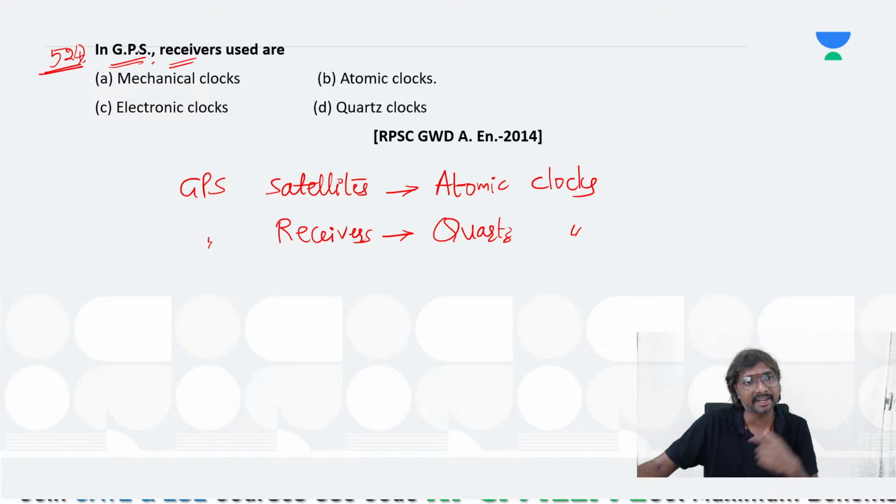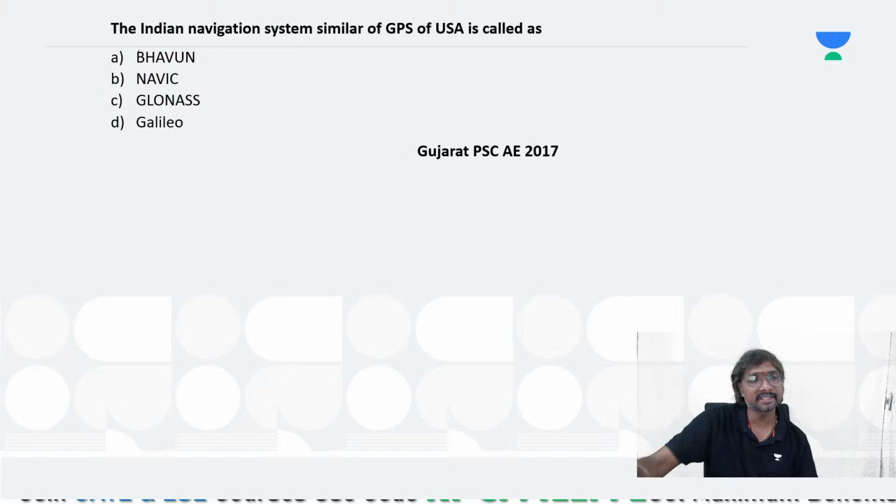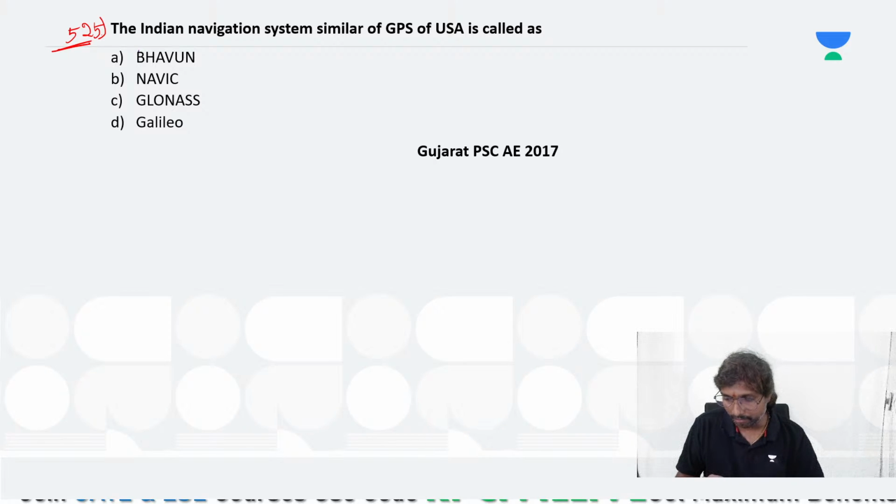Which one is correct now? GPS receivers is asked in the question. So GPS receivers means atomic clocks or quartz clocks? It is quartz clocks, right? Yes, absolutely. Now select the answer for this 525 question. 525 question, select the answer. Yes, you said opposite, but okay, you have to correct.